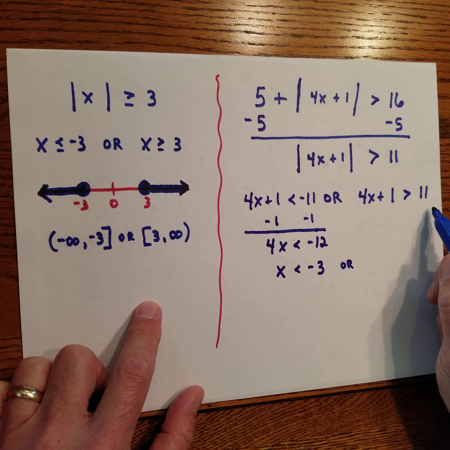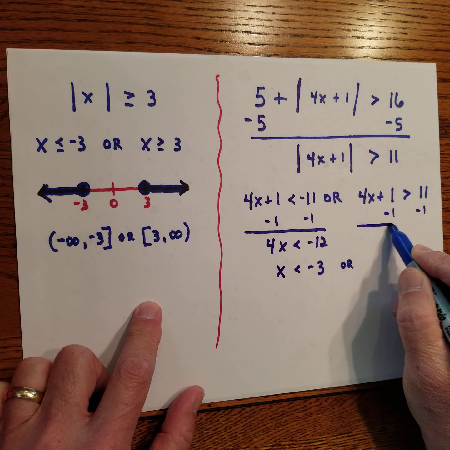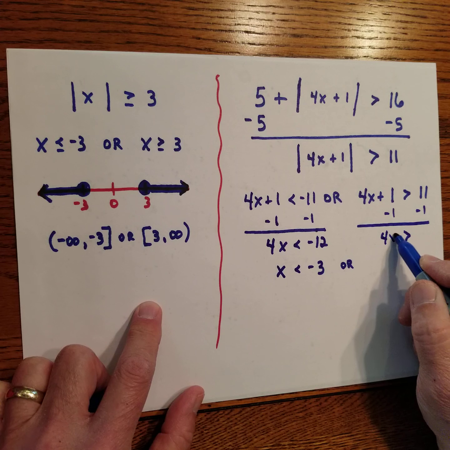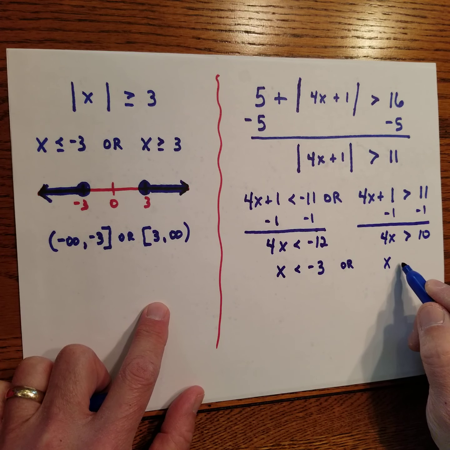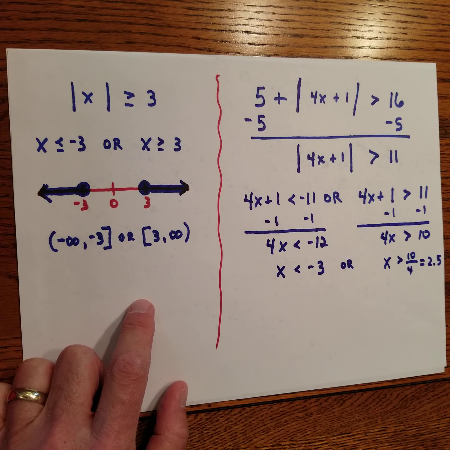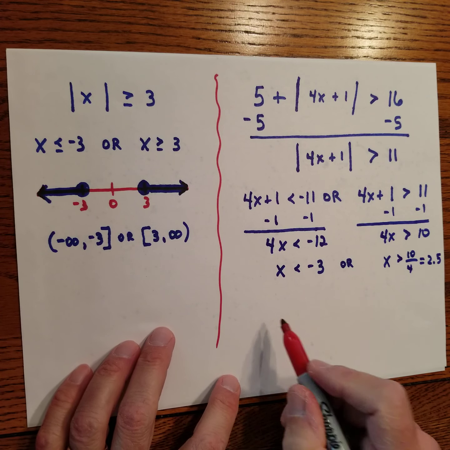Let's use the same process here. We'll subtract 1 from each side and divide by 4. Ten divided by 4 is 2.5. There's the solve. Now let's graph.